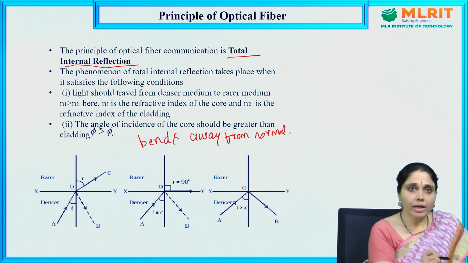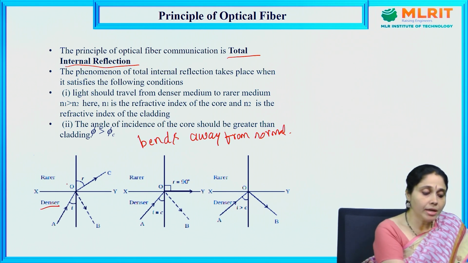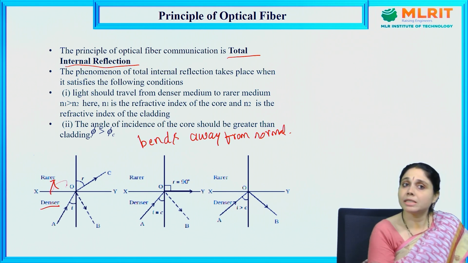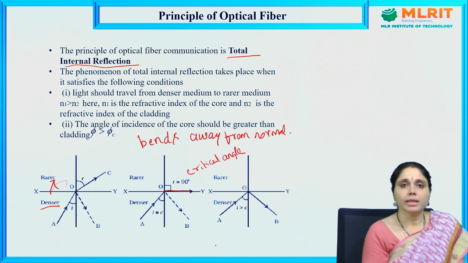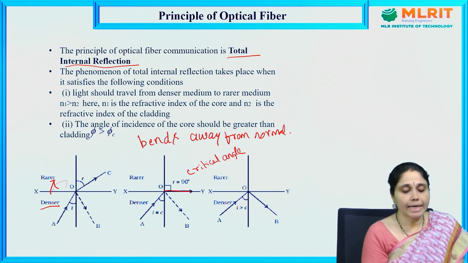Okay. So whenever light enters from a denser medium to a rarer medium, it always bends away from the normal. At a particular angle of incidence, the light just passes along the surface of separation of the two media. This is known as the critical angle.